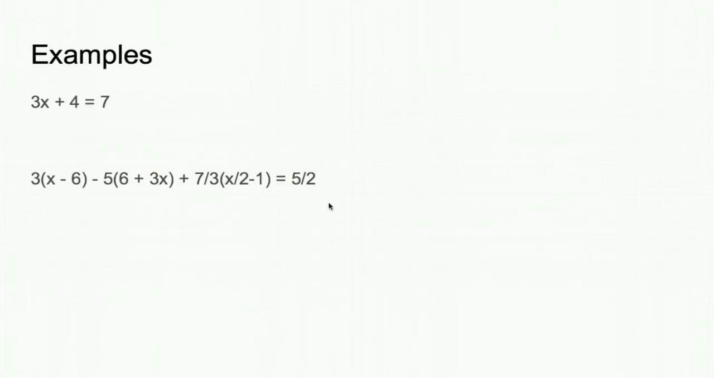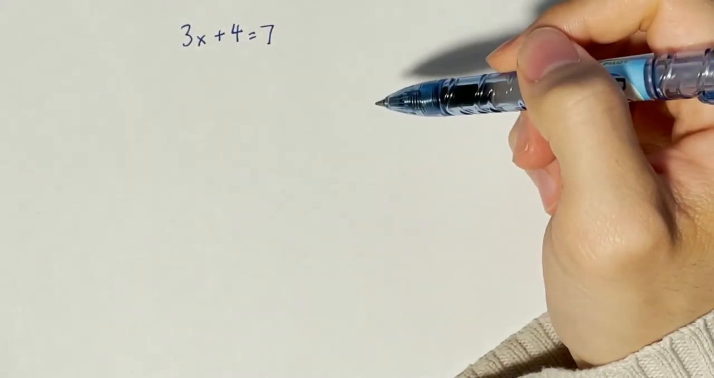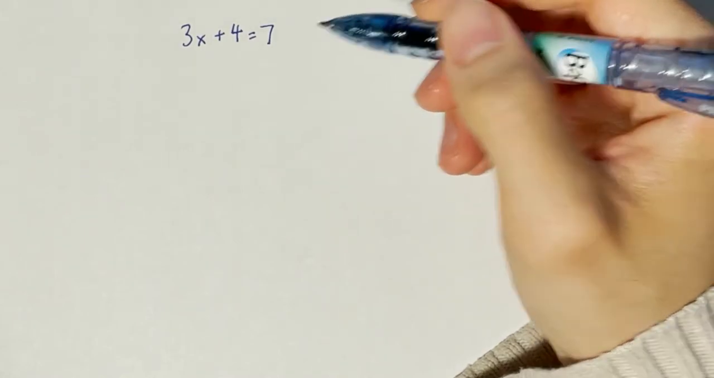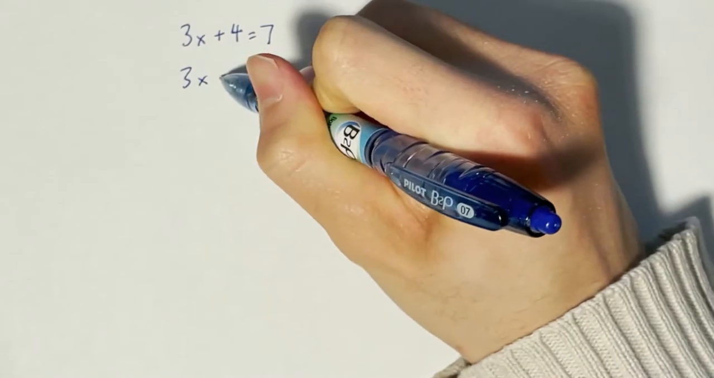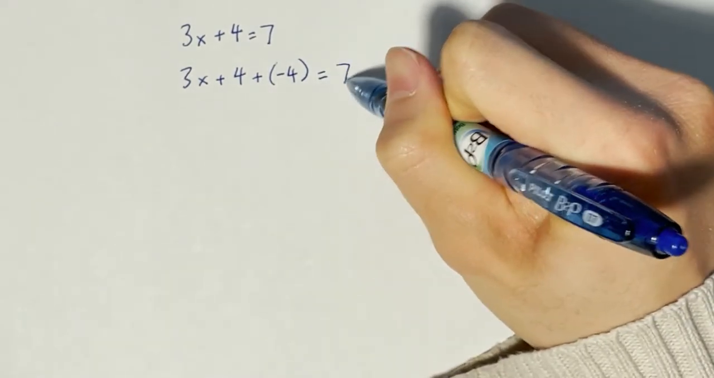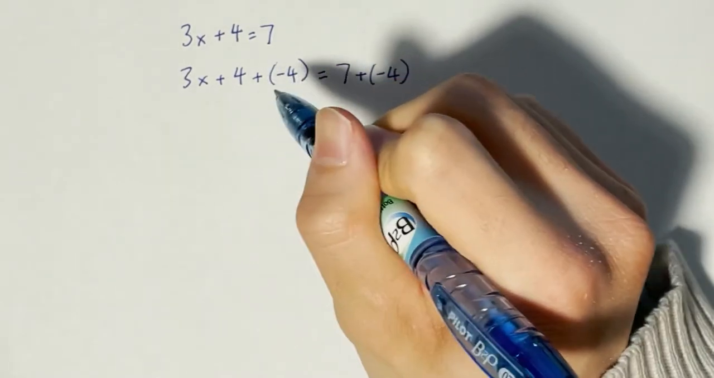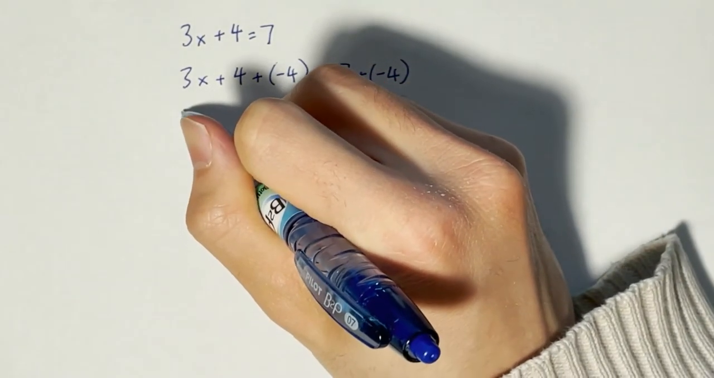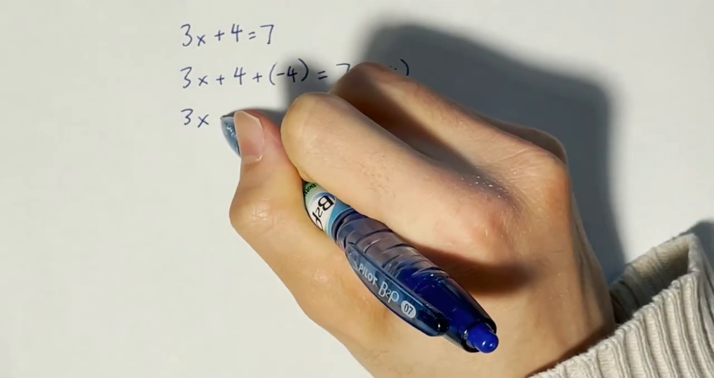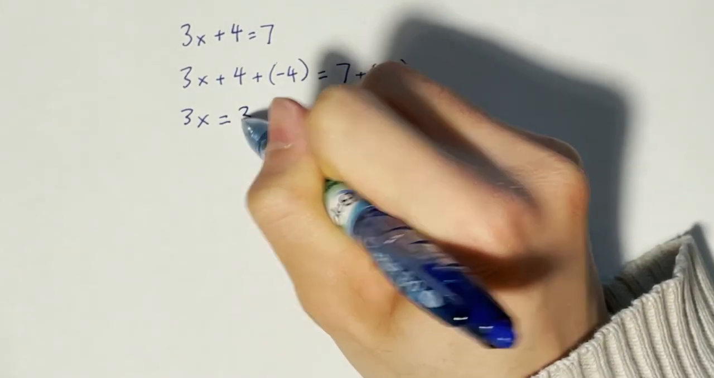Now let's put together the different techniques that we looked at so far and solve the two equations from the examples in the beginning of the chapter. Our equation is 3x plus 4 equals 7. For the first step, I will add minus 4 to both sides. So I will have 3x plus 4 plus negative 4 equals 7 plus negative 4. On the left-hand side, I have 4 plus minus 4, which equals 0, so I'm left with 3x. On the right-hand side, I have 7 plus minus 4, which leaves me with 3.